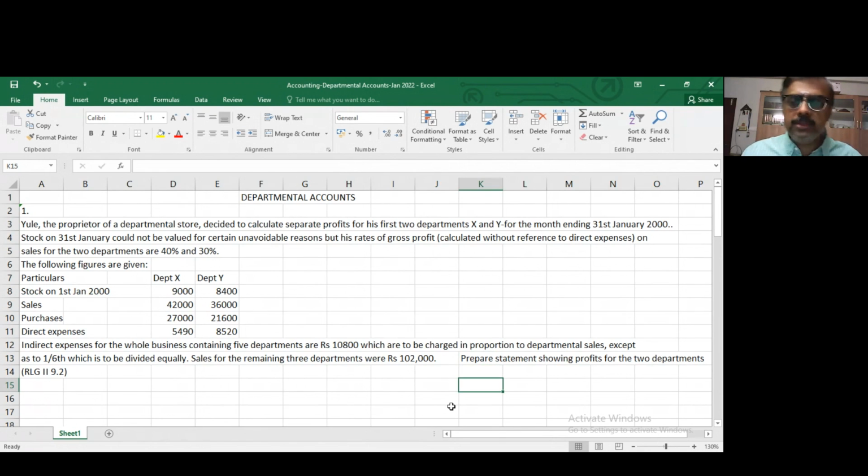Right. So let us now prepare the trading account and P&L account. First, the trading account. The solution will proceed, and I'll explain the problem as I proceed. The question is about determination of profit of each of the departments.